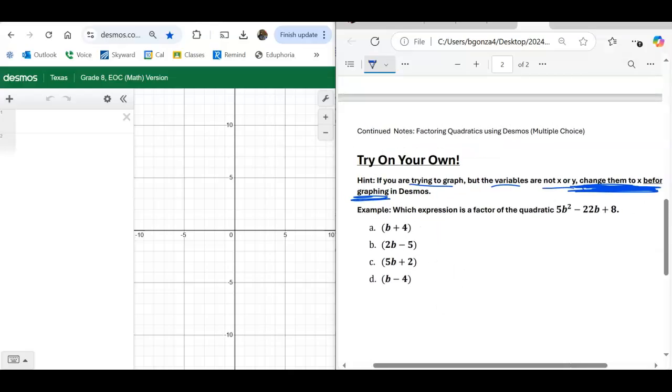You cannot graph with the letter b. It will not show you a graph. Okay? So I'm going to rewrite this. 5x squared minus 22x plus 8. Does everyone see that I'm turning b into x so it can actually graph? Okay.